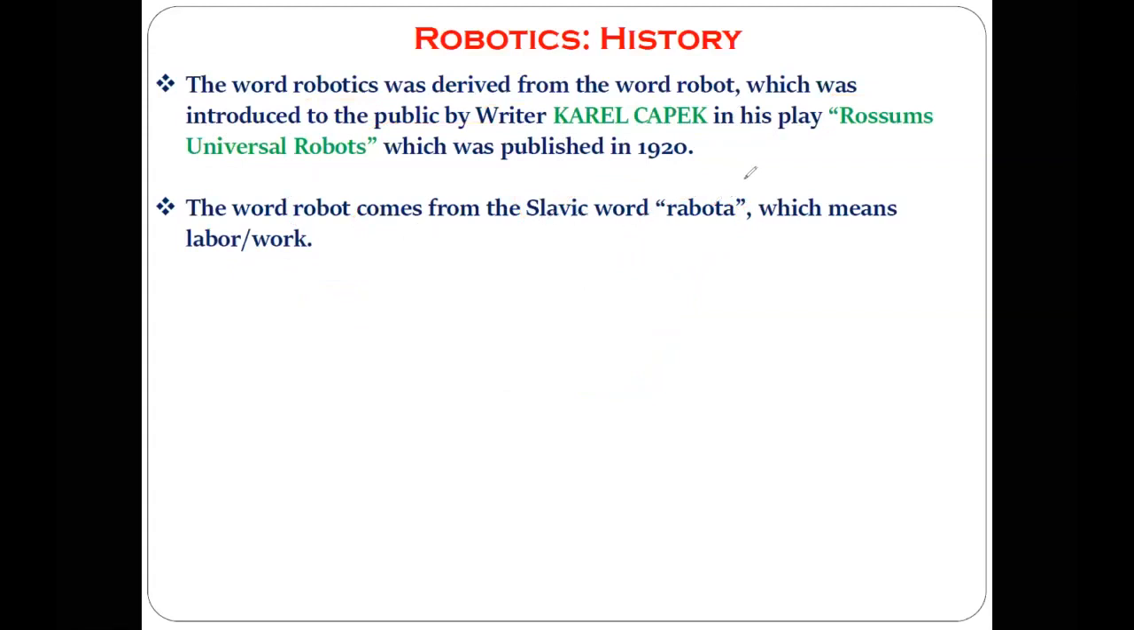Sorry, I made a mistake. Rabota is the Slavic word, and from that Slavic word, this word robot has been taken. And the meaning of robot is what? Labor or worker. This follows the instructions given by the human being. This doesn't do work apart from the human being.